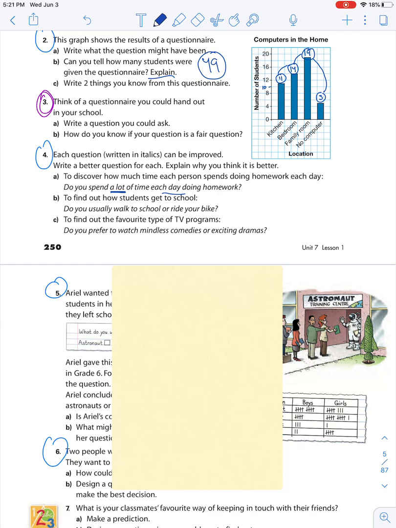Okay, next one is find out how students get to school. Do you usually walk to school or ride your bike? Okay, the problem with this one is we've only given walk or ride your bike. We haven't given enough options for everyone. So the question could be something like, how do you get to school?